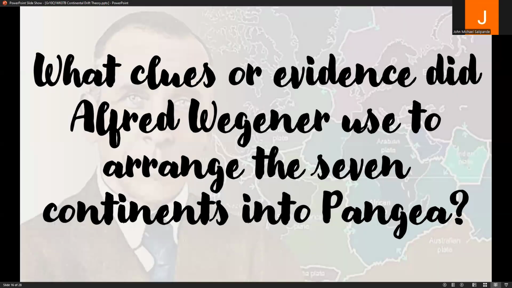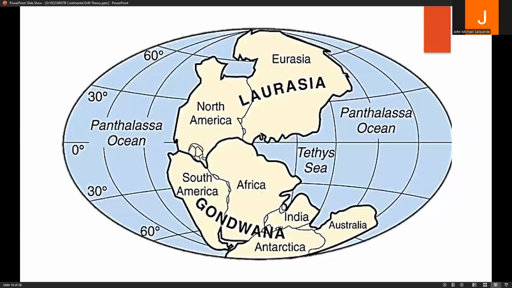Now, the most important part of the continental drift theory are the clues or evidence that Alfred Wegener used to arrange the seven continents into Pangaea. So what clues or evidence did Alfred Wegener utilize in his conceptualization of the continental drift theory? Let's start with the basic one.